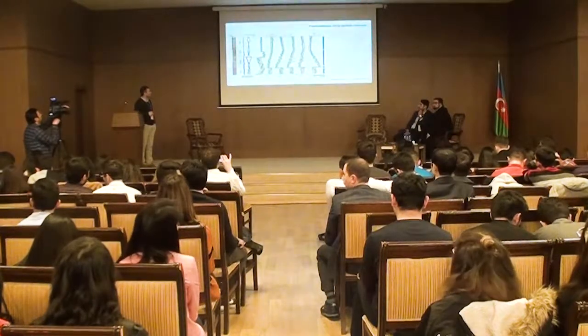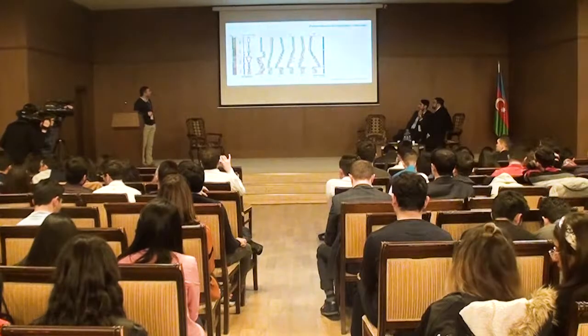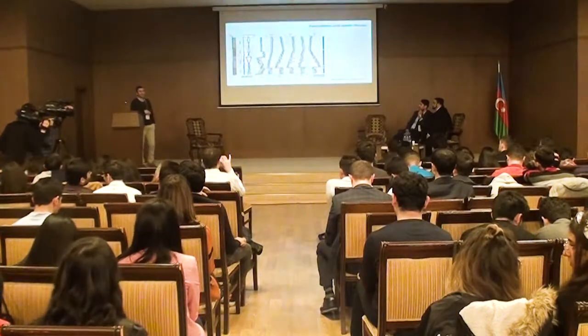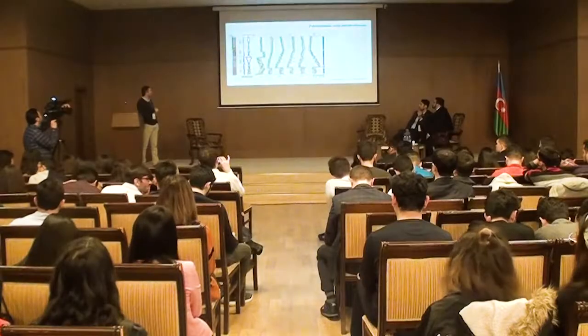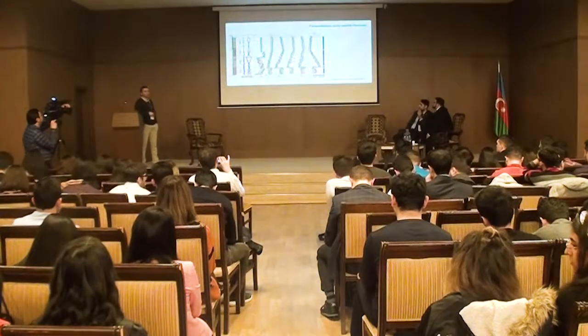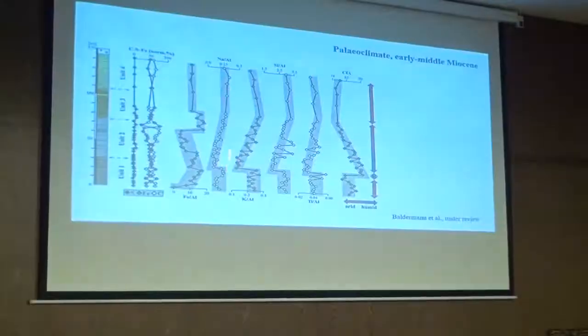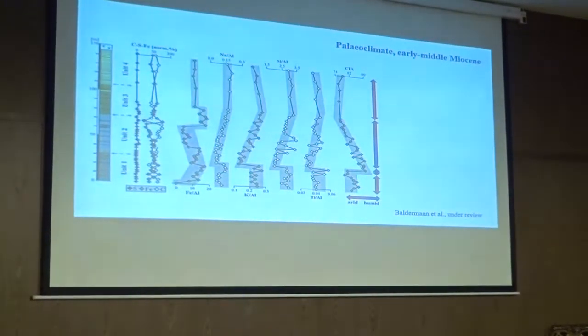And we can see during the arid time, less sediments came into the basin, because the river system was not active. But during humid time, we can see high influence of these elements, which indicates high influence of different kinds of minerals.